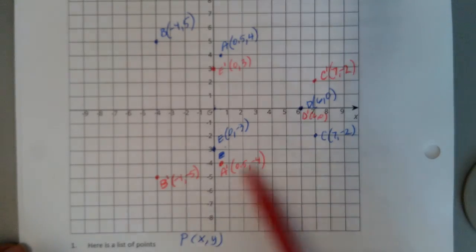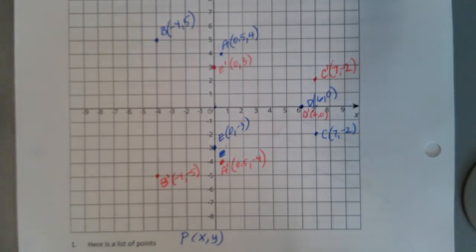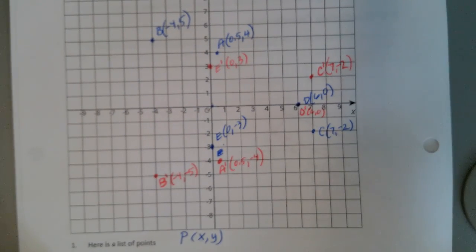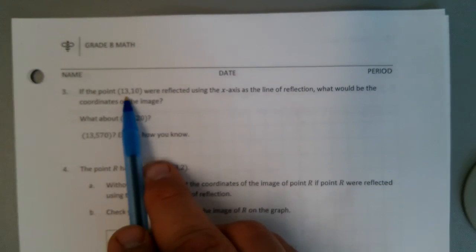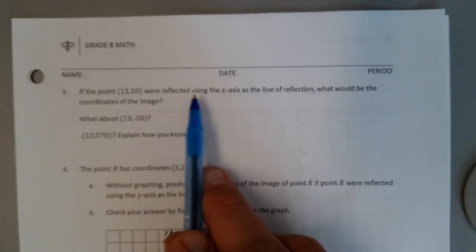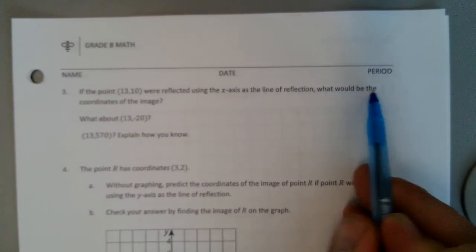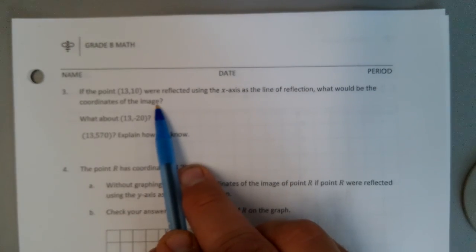We can use this information to hopefully make a prediction for a rule that we can use when we're doing a reflection across the x-axis. If I were given the point (13, 10) and were to reflect that point using the x-axis as the line of reflection, what would be the coordinate of the image?